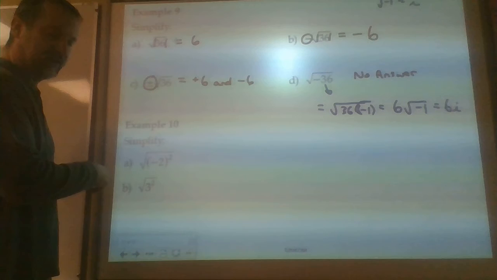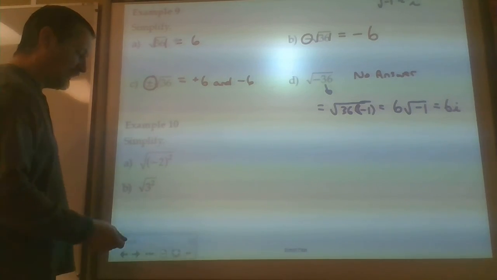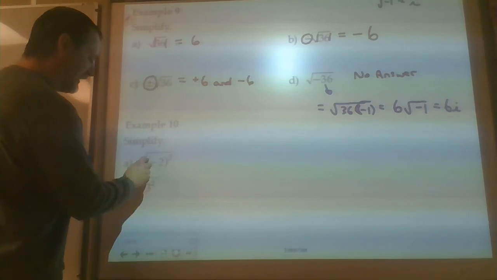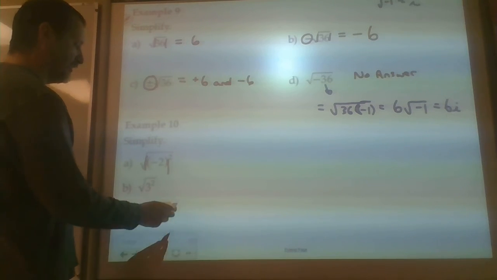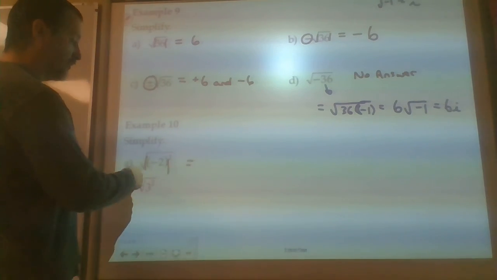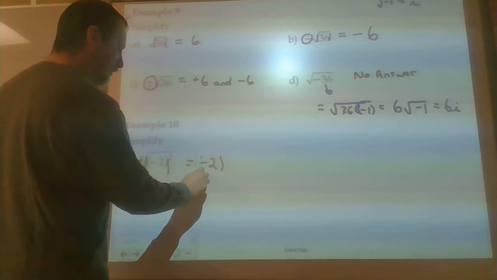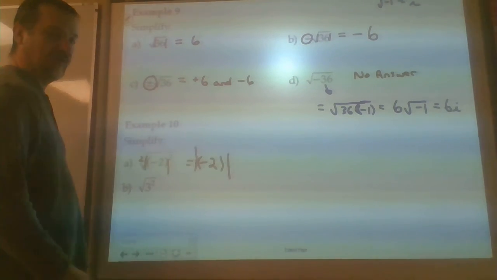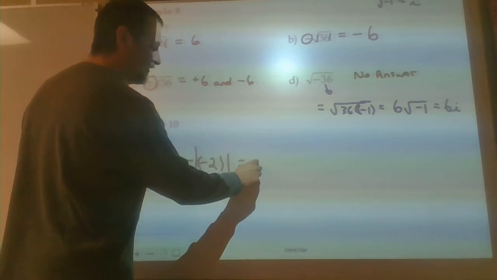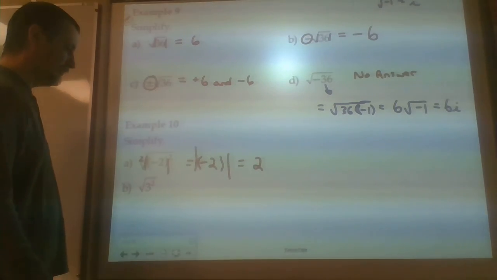Now, when we go to example 10, this is where it could be confusing. Again, you've got to remember they want the absolute value of what's in here. So even though you're saying the square root of (-2) squared, or 2, it looks like it's -2, but they want the absolute value under there. So this is still going to have an answer of 2.